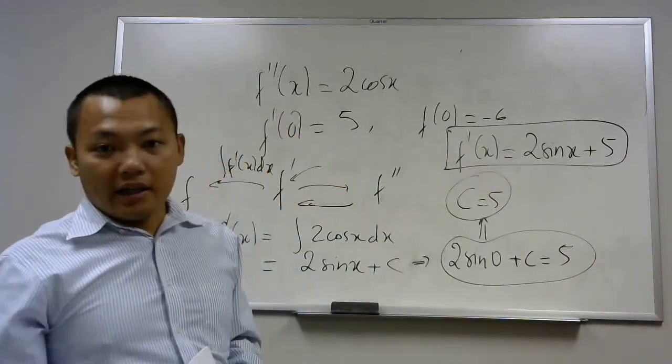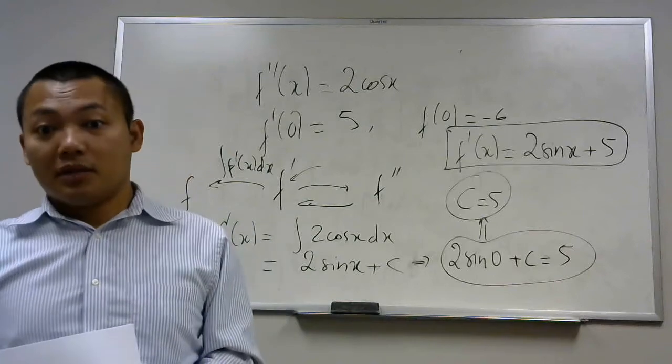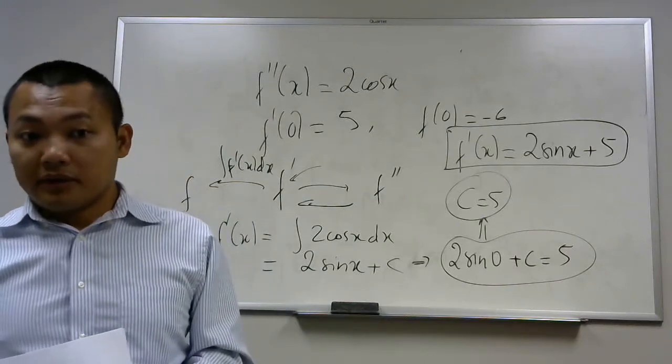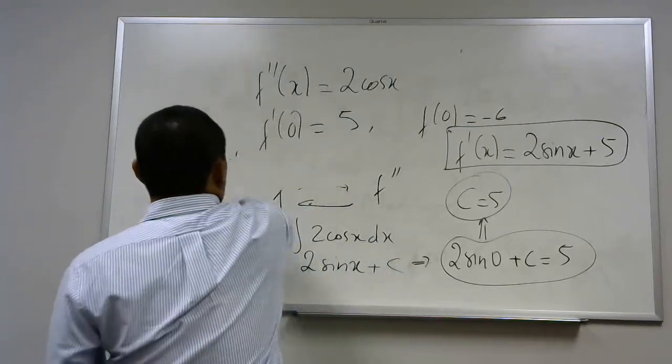And now we already have the first derivative, and we want to recover the original function. Let's apply the antiderivative to the first derivative. So I have the following one.